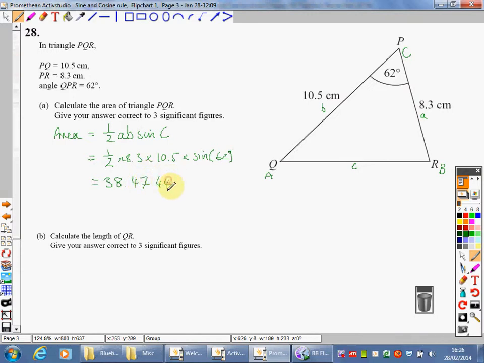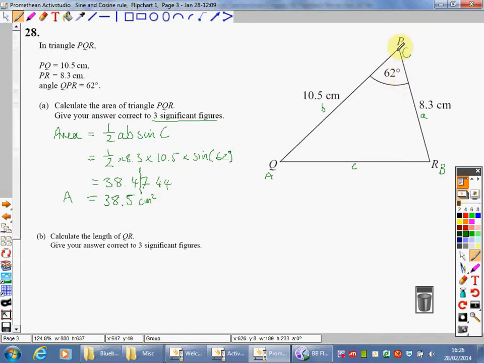Right, three significant figures again. 1, 2, 3. Now this time, that 7 would push that up to the 5, so it's 38.5. Area equals 38.5. Nearly forgot, centimetres squared.